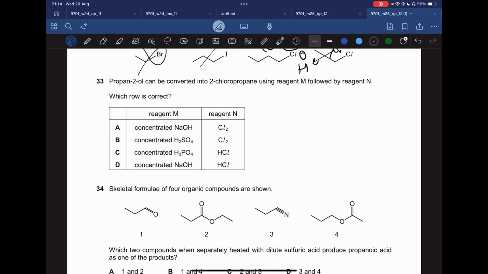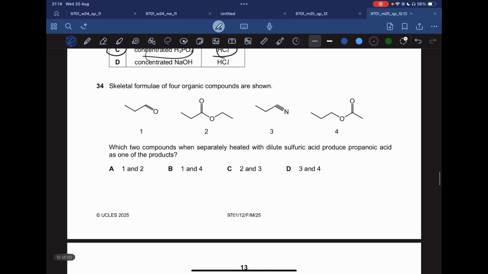Okay, 33. Propanediol can be converted into 2-chloropropane using reaction M to reagent N. So this is electrophilic substitution, going from OH to Cl, and we're looking at these two conditions. So C, which is a study question.